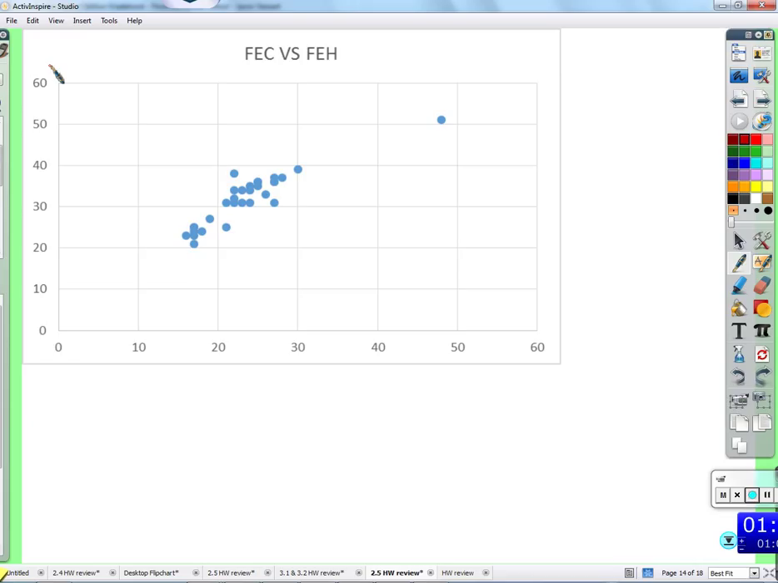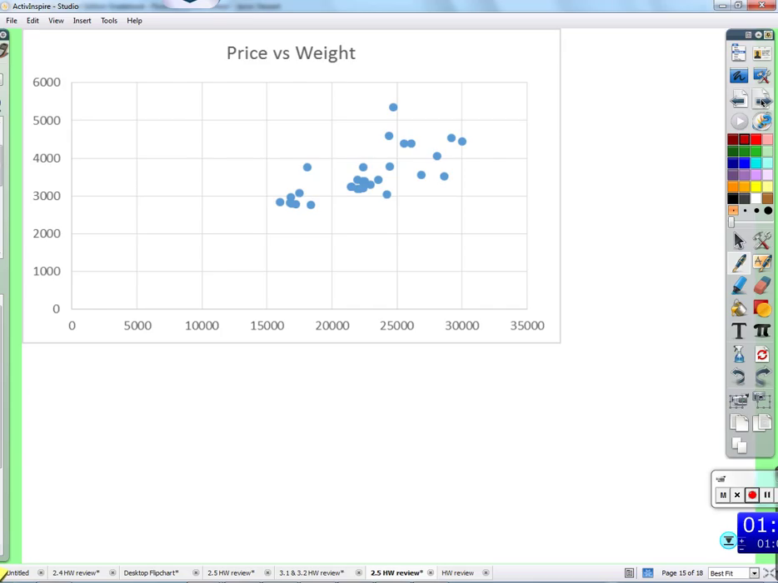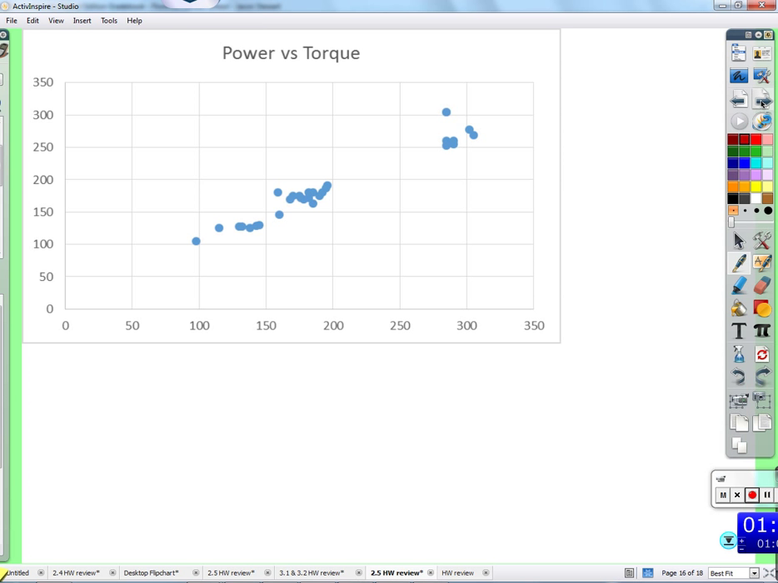Yeah, I mean, as I go over and up, it looks like kind of a linear correlation. About price and weight, more scattered. More scattered, yeah. Less correlated, and not as correlated. About power and torque, pretty close. Yeah, pretty dang close. It looks closer than both miles per gallon, closer than the city and highway.